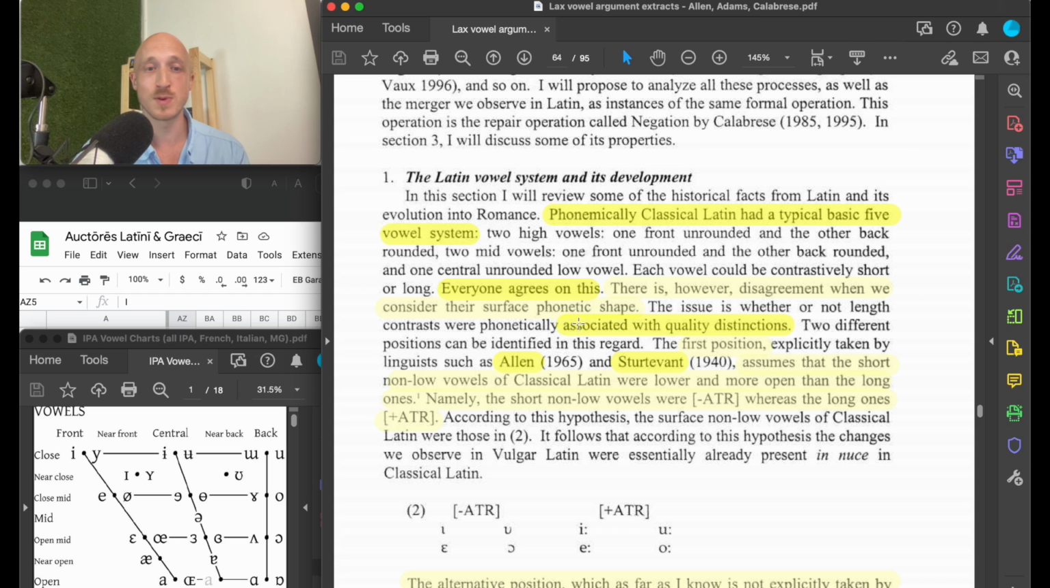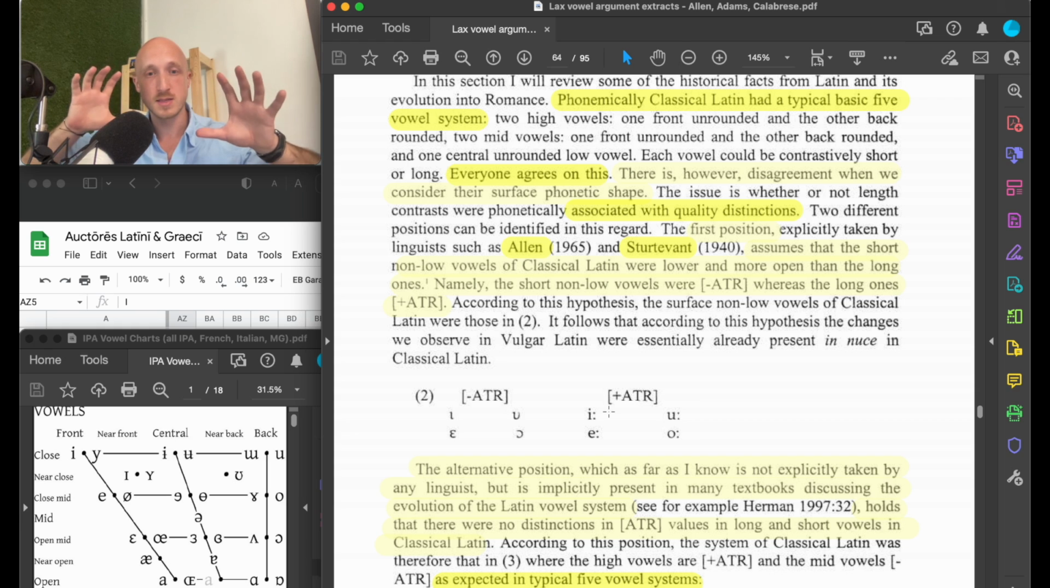There is, however, disagreement when we consider their surface phonetic shape, their quality. So, is length associated with quality distinctions? Two different positions can be identified. The first position, taken by Allen and Sturtevant, assumes that the short, non-low vowels of classical Latin were lower or more open than the long ones. Namely, the short, non-low vowels were negative ATR, so more central or lower, whereas the long ones were positive ATR. Whereas my position, to make it clear, is that there's just neutral ATR for both the long and the short.